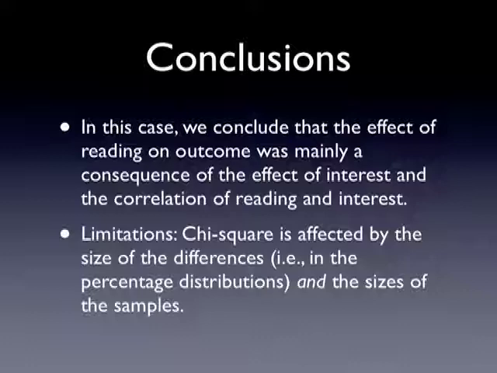And I just want to conclude by saying there's a limitation here. The chi-square that we're looking at is affected by the sizes of the differences, that is to say the percentage distribution as they vary, but also by the sizes of the samples. And when you start making breakdowns of your sample into smaller and smaller groups, you can expect that the effects that you're seeing will disappear just because of power. The chi-square won't be powerful enough to detect the differences that are there. So you have to watch out for that, but this is a general purpose way of looking for causality in tables using three-way tabulations. And that's the conclusion of this PowerPoint.